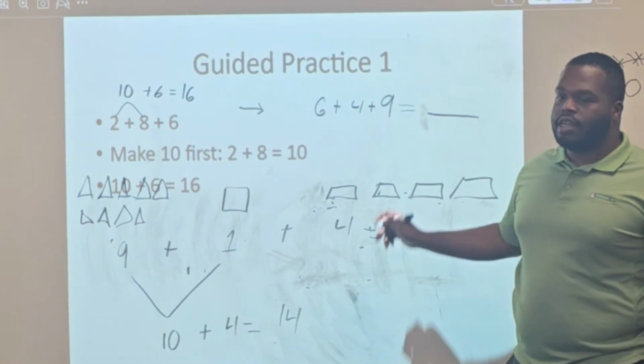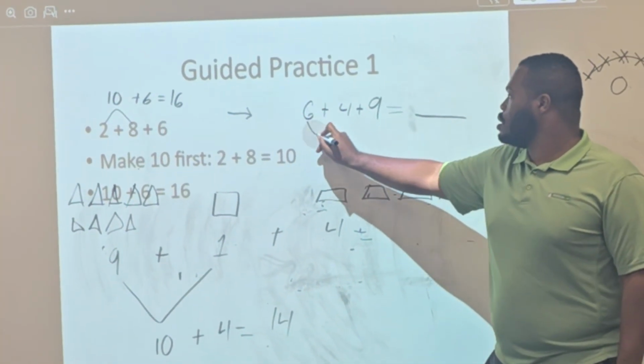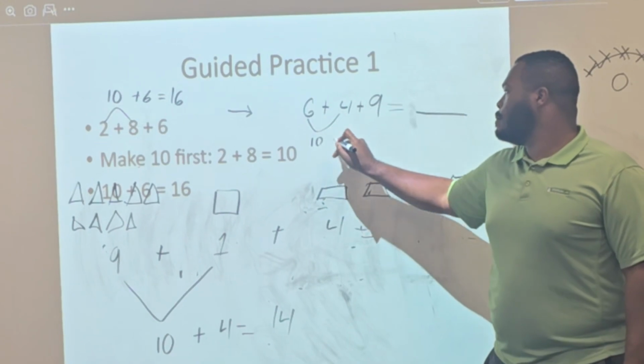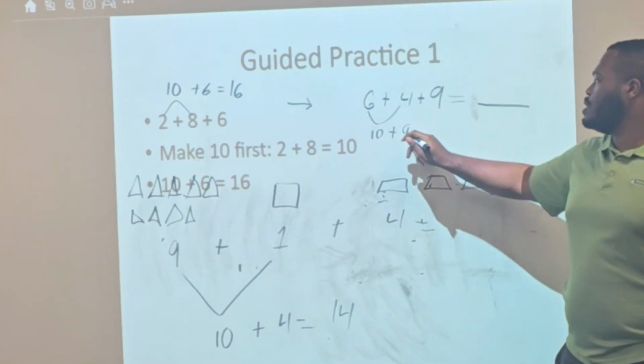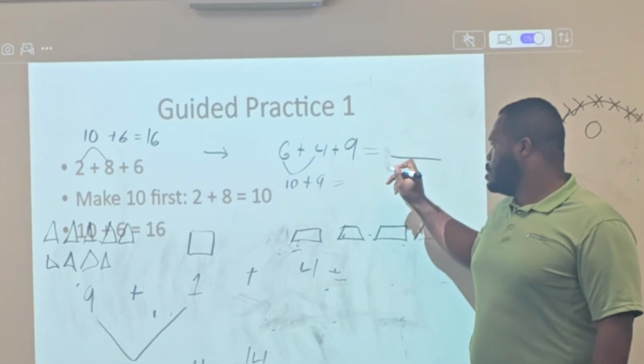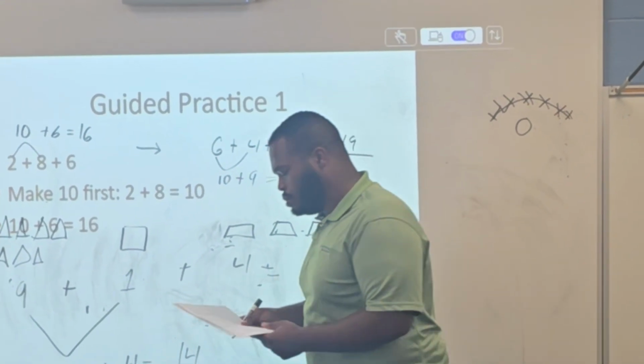It is 19, and how did you get that? Because 6 plus 4 equals 10. And if you add the 10 with the 9, it gives me 19. So our answer is 19. Good job.